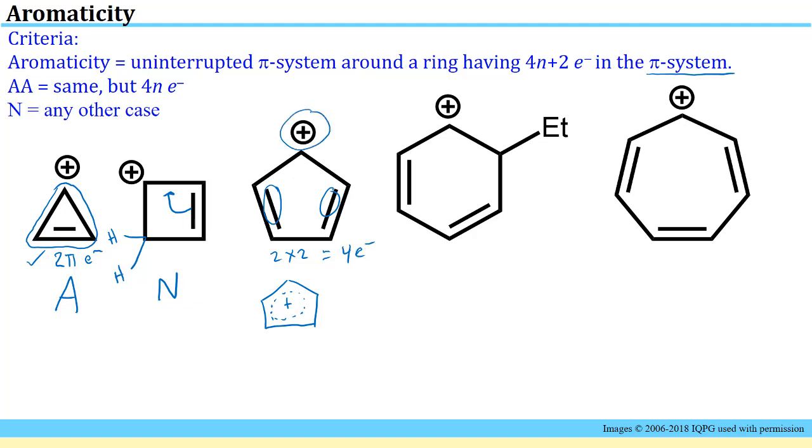The positive charge will move around the ring, but remember that the positive charge is not a pair of electrons. The positive charge is just a formal charge on the atom. You don't move electrons with that. So we only have 4 electrons to move around.